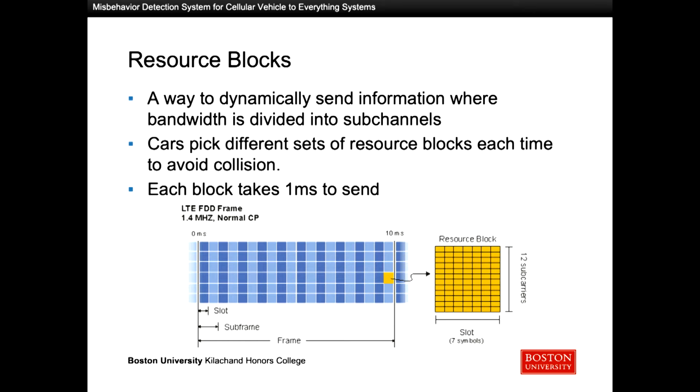Let's zoom in a bit and talk about what actually holds the data. The 4G or LTE system uses things called resource blocks, which the V2X standard is based on. It dynamically sends this information, but instead of the bandwidth being one long string of data, it's broken up into smaller subchannels. Each of these resource blocks only takes 1 millisecond to send and they are randomized. They're different sets that allow for the lack of overlap, the lack of collision, so there isn't just a constant stream of noise on the network where there's a bunch of vehicles in one place.